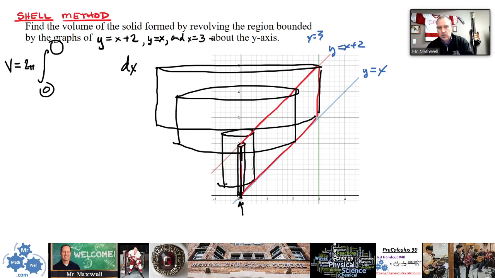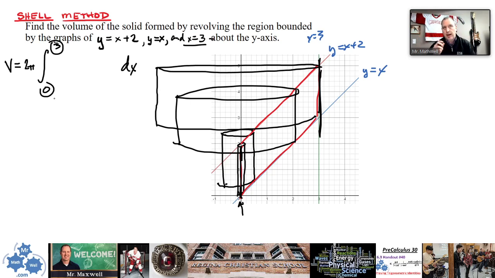Okay, so we're going to start at x equals 0, and we're going to go to what? X equals what? 1? No. 2? Nope. We're going to stop right here, where it says x equals 3. So I'm going to go from 0 to 3. My shells are going to be a stack of shells from 0, where I want to rotate around, all the way out to 3.